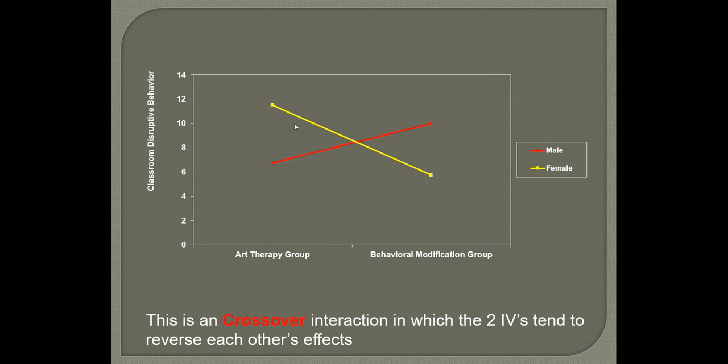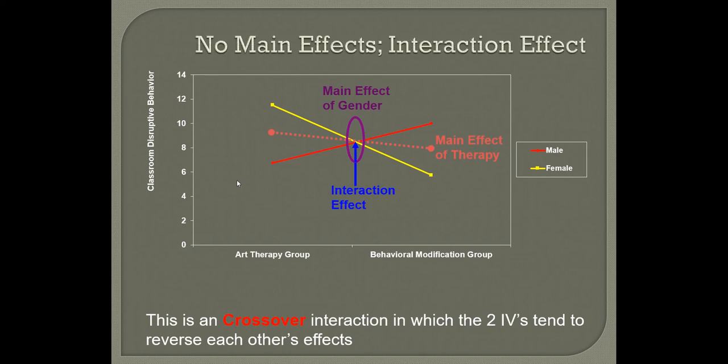Alright, so what we've been looking at is what's considered a crossover interaction, and that's when the effect of one independent variable on the dependent variable is actually reversed by the level of another independent variable. So that would be a specific type of interaction called a crossover interaction. So in this example, there would be no main effects, but an interaction.